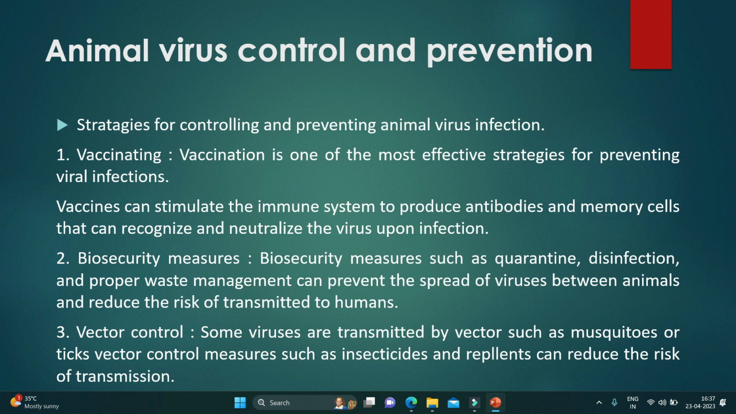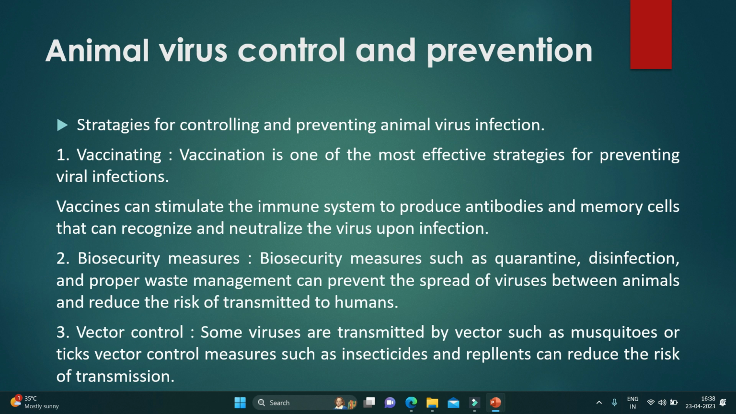Biosecurity measures such as quarantine, disinfection, and proper waste management can prevent the spread of viruses between animals and reduce the risk of transmission to humans. Third one is vector control. Some viruses are transmitted by vectors such as mosquitoes or ticks. Vector control measures such as insecticides and repellents can reduce the risk of transmission.